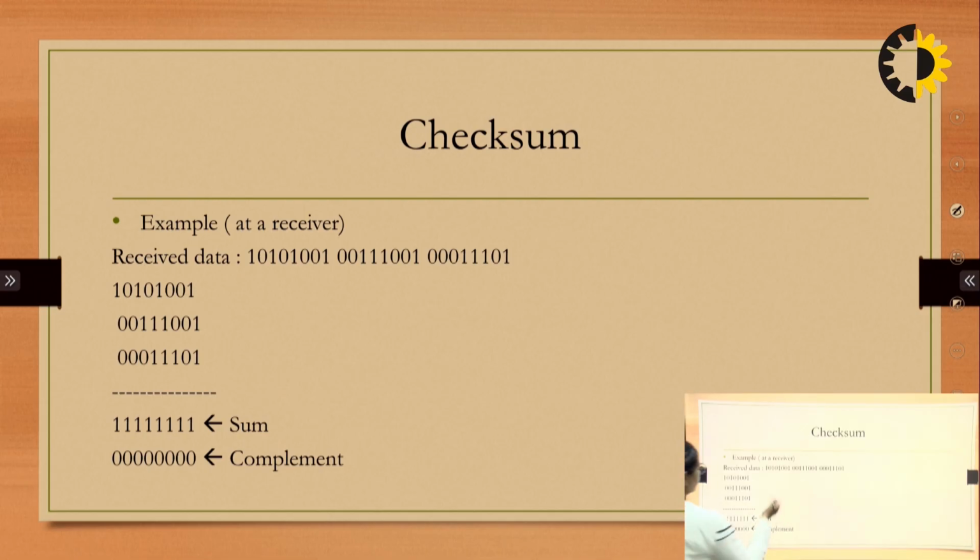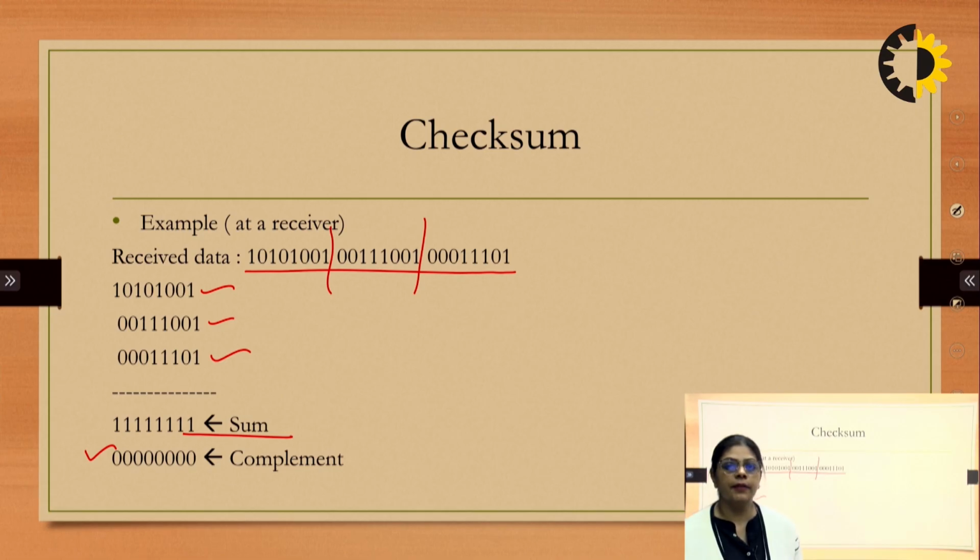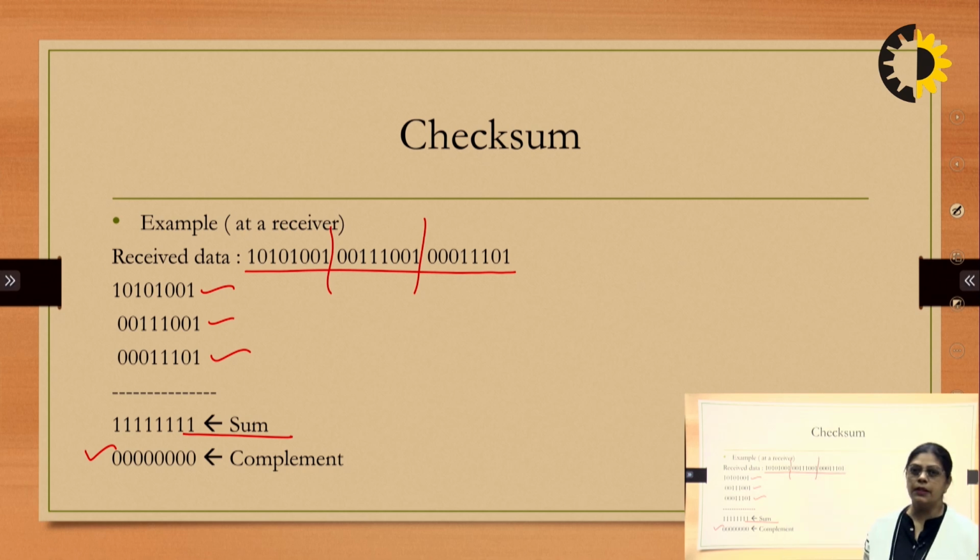Now at the receiver side, we will receive these 3 blocks. We will add these 3 blocks, we will calculate the sum and then we will take the ones complement. Here we can see that the ones complement, after doing all the calculations, at last we are receiving 0. That means the data is correct and it is error free.